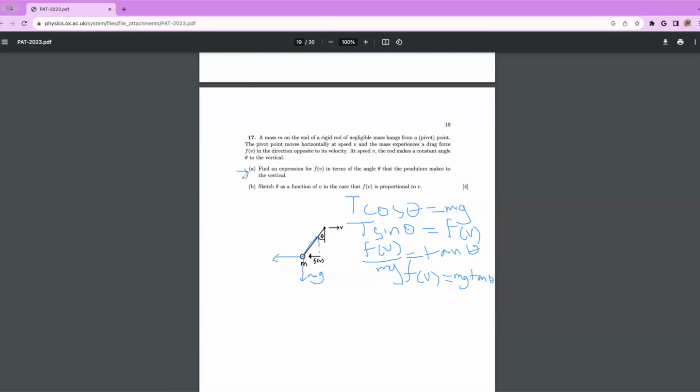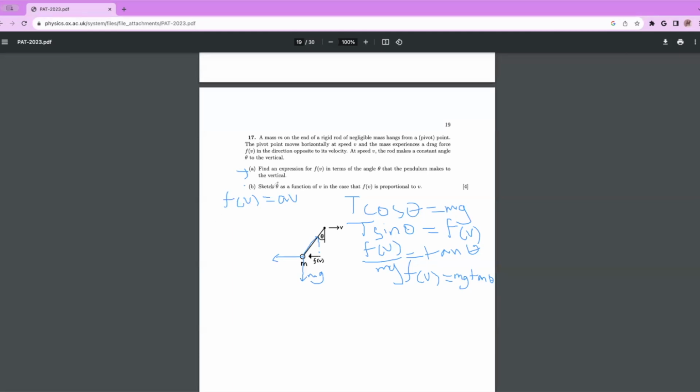Sketch theta as a function of v in the case that Fv is proportional to v. Oh, that's not what I meant to do. In the case that Fv is proportional to v. So that would mean that Fv is equal to some constant A times v, but we also know that it's equal to mg tan theta.